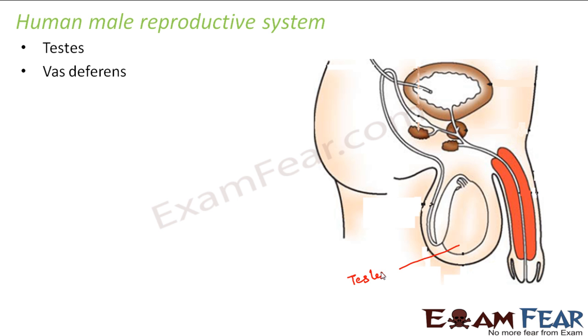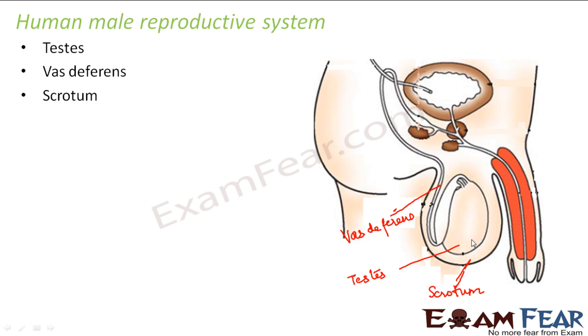Then the next one is vas deferens. Vas deferens is this tube-like structure which you see here. So this is the vas deferens. Next is scrotum. Scrotum is the structure which actually contains testis. So here you can see that there is this pouch-like structure which actually holds the testis. So this pouch-like structure is the scrotum.